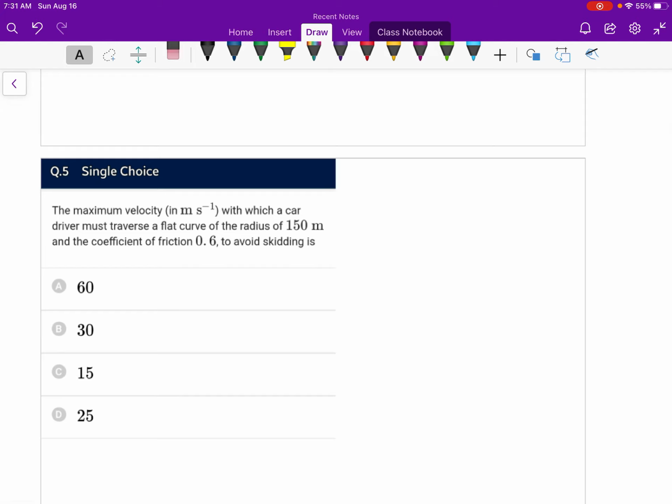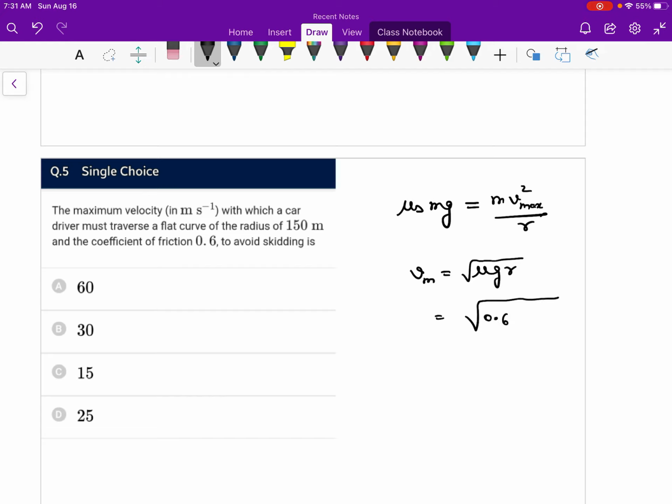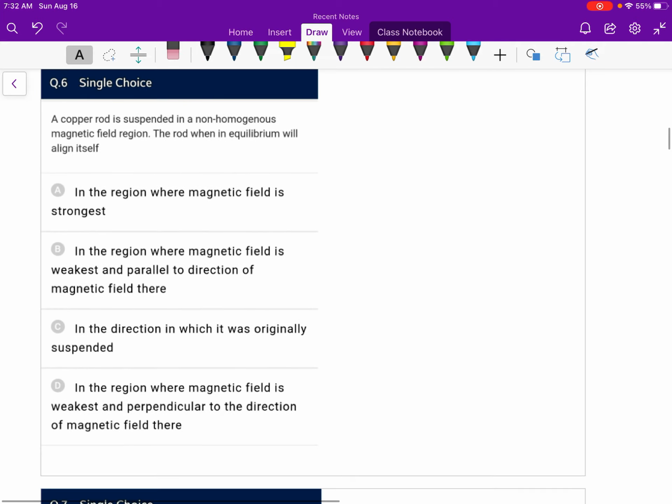The maximum velocity with which a car driver must traverse a flat curve of radius r, so as to avoid skidding. In the limiting case, the requirement of centripetal force is provided by the maximum static friction. So that is m v max square upon r. So maximum safe speed in meters per second is under root mu g r. So mu is 0.6, g is 10 and r is 150. So 15 6s are 90, 900. So 30 meters per second. So maximum safe speed is 30 meters per second.